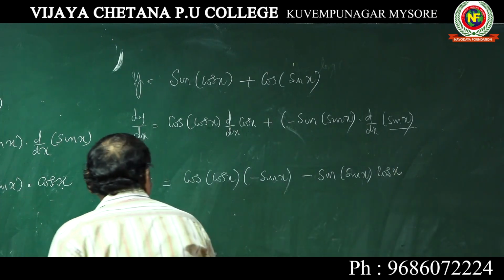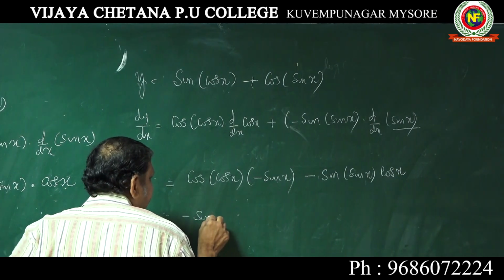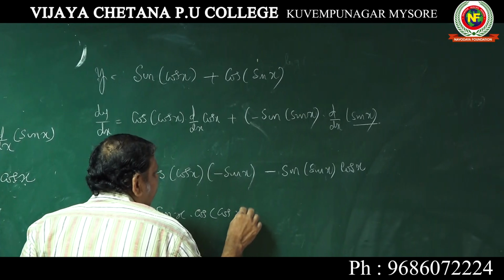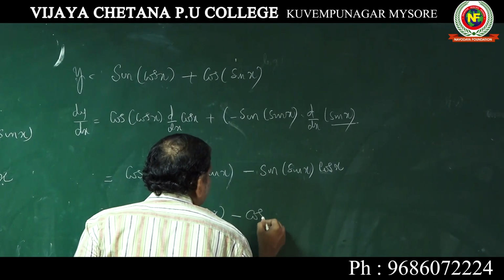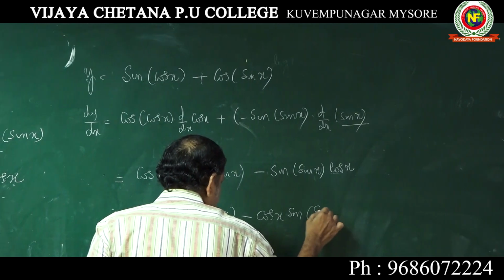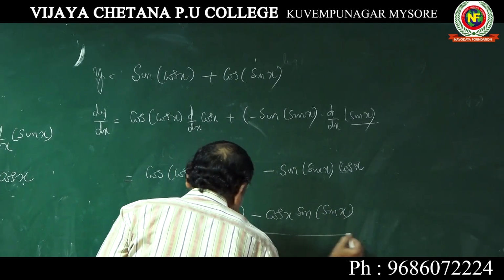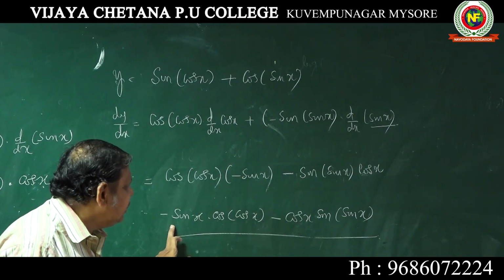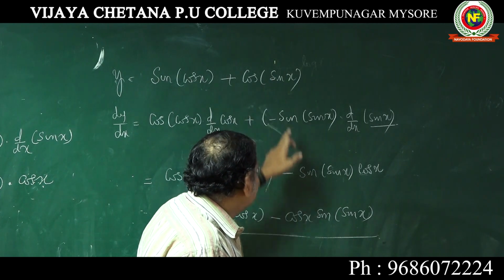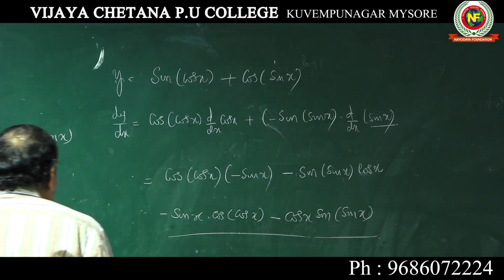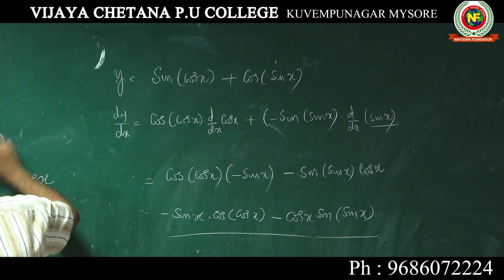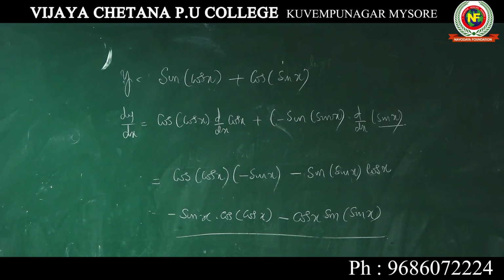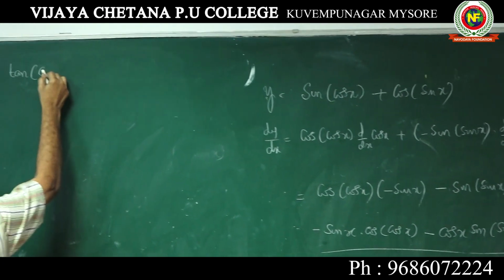Or your final answer is minus sin x cos of cos x minus cos x sin of sin x. You can write this term first. This is the final answer. I hope all of you have understood. Okay, you can take some two or three problems on this and practice at your house. One is tan of cot x.